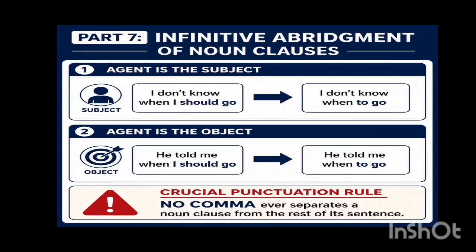And we have a crucial punctuation rule here. So look at the warning here at the bottom. This is a very common mistake in writing. No comma ever separates a noun clause or its abridged form from the rest of the sentence. Whether it's a subject or an object, it's an essential part of the sentence structure. So keep it glued to the verb without any punctuation. Does everyone see how the infinitive replaces both the subject and the modal verb should?